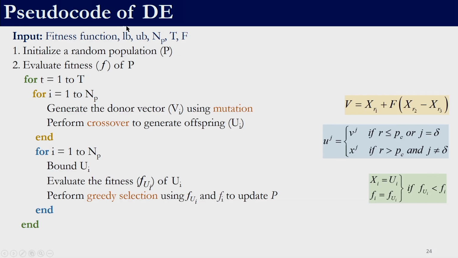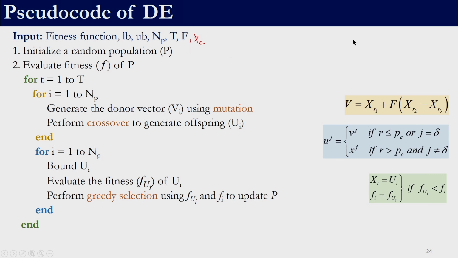Welcome back. In this session, we will implement differential evolution on MATLAB. Before trying to implement, let us just quickly go through the pseudocode of differential evolution once again. The input to differential evolution is the fitness function, the lower bounds, the upper bounds, the population size, the number of iterations, the scaling factor and the crossover probability. This crossover probability will be required to decide whether to perform crossover or not.